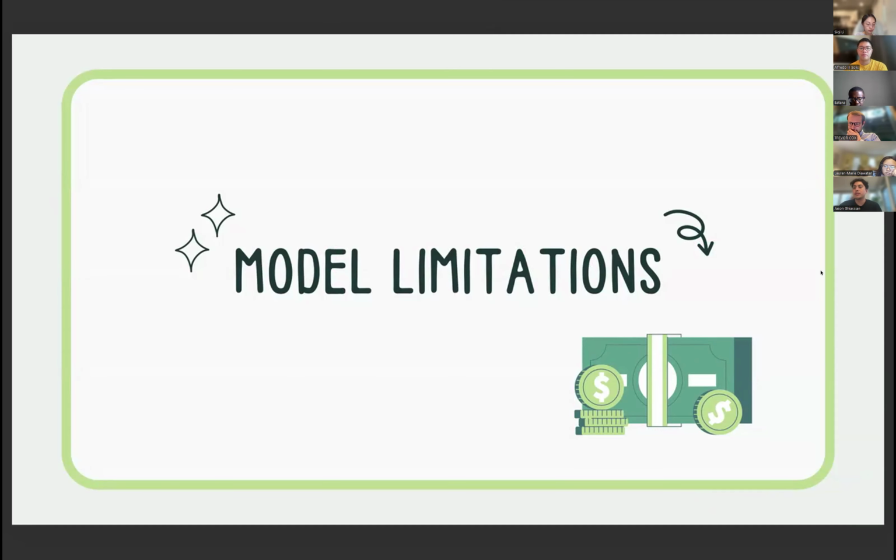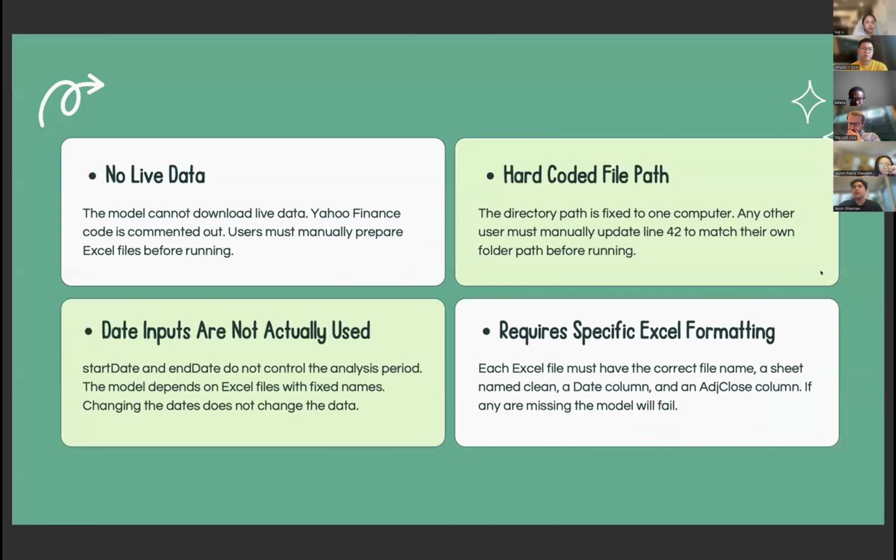And now I'll be going over some model limitations. So first will be the live data. There's no live data. Everything's pulled from Yahoo Finance, and users must manually prepare Excel files before running. Second, a hard-coded file path. The directory path is fixed to one computer, and any other users must manually update line 42 to match their own folder path before running.